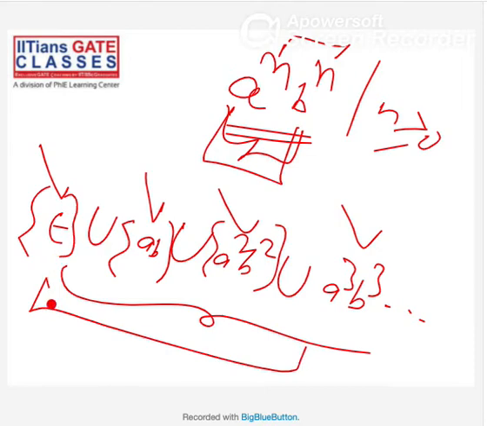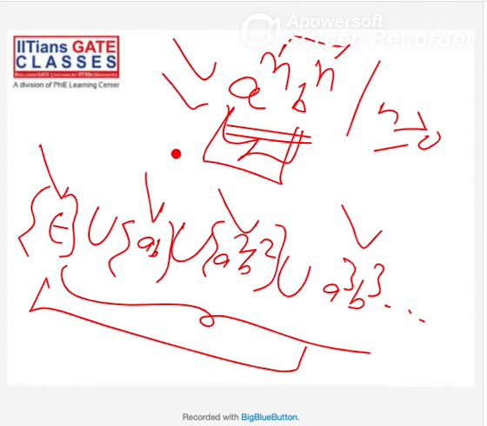So you can see when you take the infinite union, the result is non-regular. So what you can say is that regular languages are not closed under the union operation. Okay, is it clear? Anyone has any doubt in this?